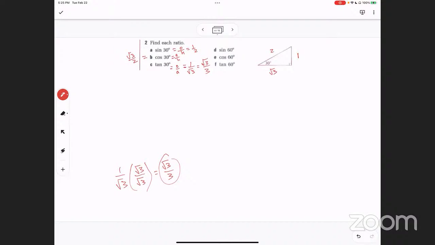Okay, I see. So what's the sine of 60? 60 is going to be this one, right? Yeah. It would be the square root of 3 divided by 2. Yep. Sound familiar? Yeah, the sine of 60 is the same as the cosine of 30, because 30 plus 60 is 90. They are complementary. That's what the co in cosine means. It means complementary.